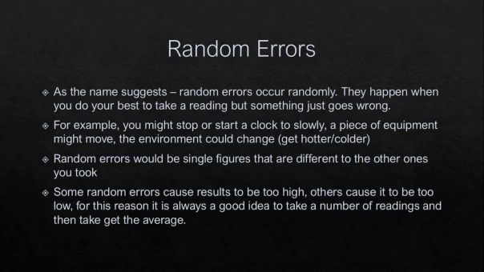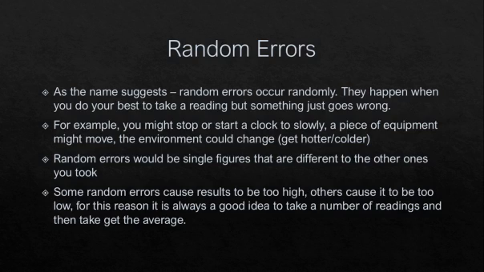For example, you might stop or start a clock too slowly, a piece of equipment might move, or the environment could change. You might be measuring the temperature of water and the room might get a bit sunnier, and that could give you a bit of extra heat. So that will just give you a random error. Random errors will be single figures that are different to other ones you took. You do it a few times and there's kind of a figure it should be at, but you had just a reading that was a little bit off. That would be off due to a random error.